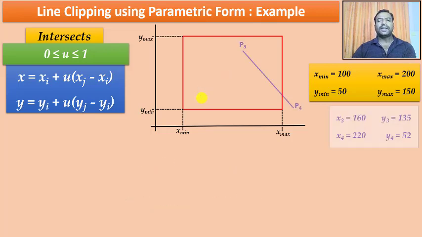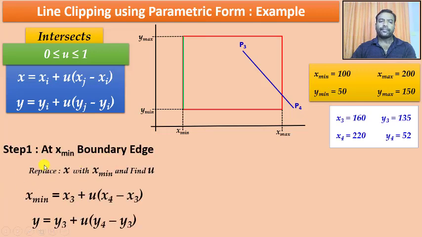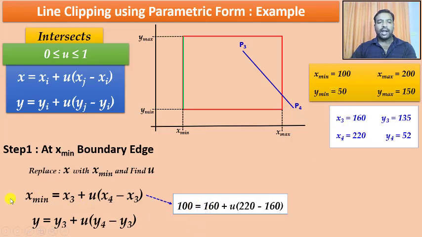Now we'll look at the next example, the next line, which is going to be P3 and P4. And you know what the x3 value, y3 value, x4, y4 value are. Again, we'll go with step 1, step 2, step 3, step 4, and so on. So now in step 1, replace x with x minimum and find the value of u. Now the x minimum value is going to be 100 and the x3 value is 160 plus u times x4 minus x3 value as 160. Now this you are going to clearly understand. Now find the value of u. u is minus 1. Again, it is out of this range, and there is no intersection, and I need not find the value of y in this case.